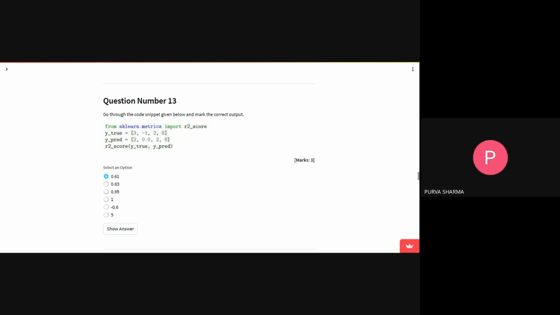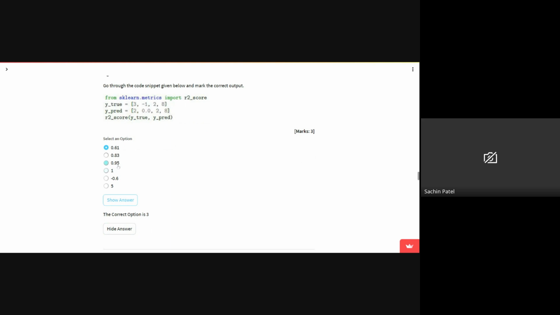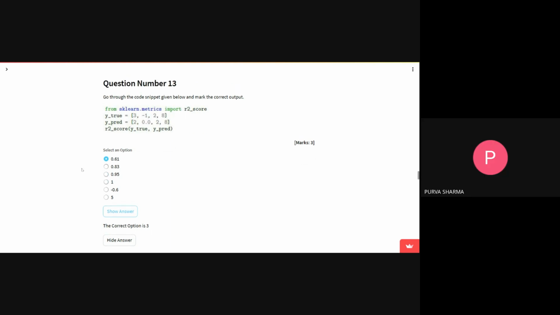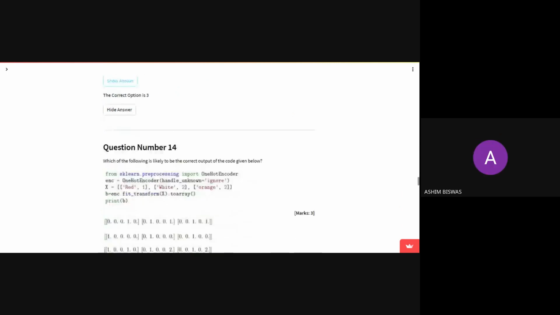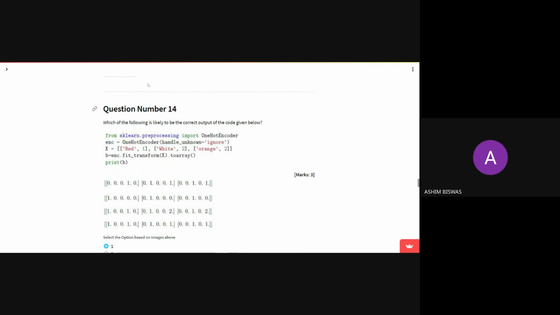Yeah, this is 0.83. Okay, let's check. 0.95. Yeah, the correct answer is 0.95. Whoever calculated it using that formula would have gotten 0.95. I'm not calculating it right now. You can take a screenshot and solve it using the formula. No, I didn't do that square root. Okay, anyway. One second.